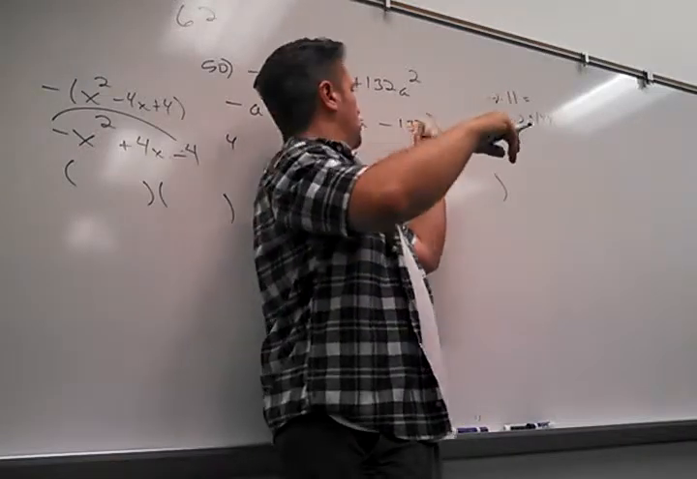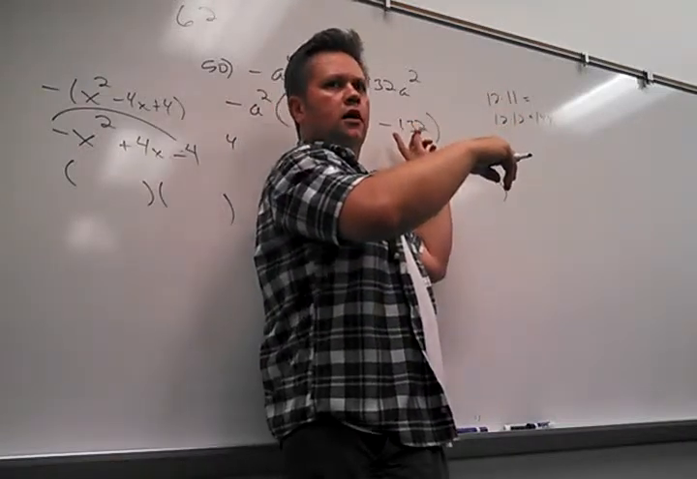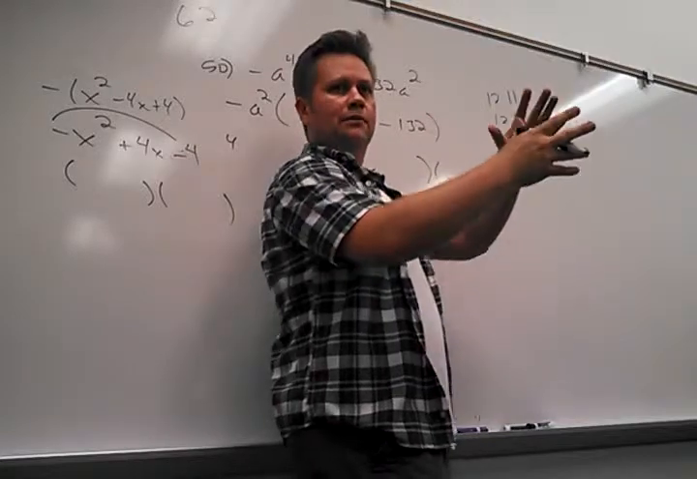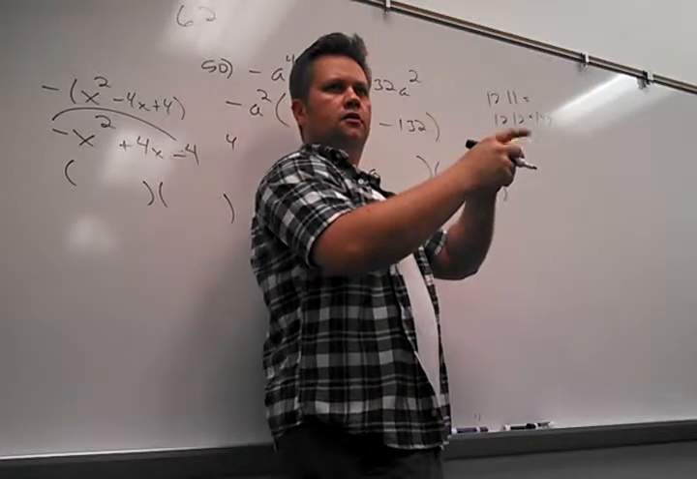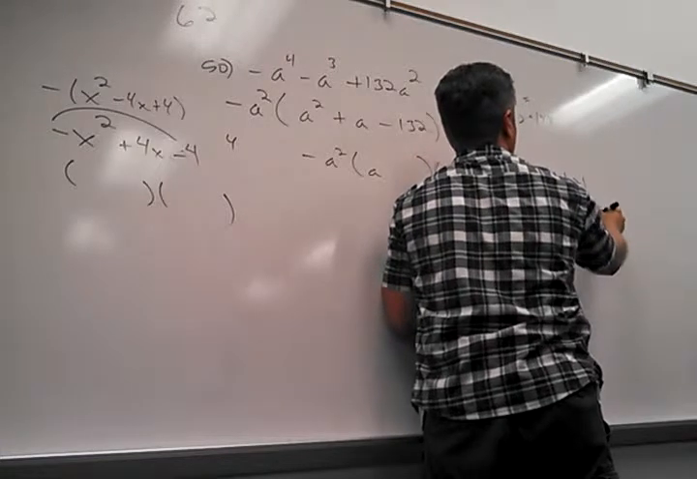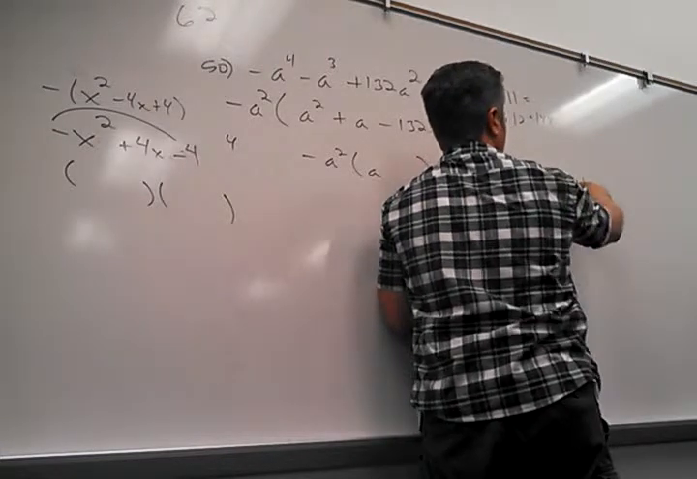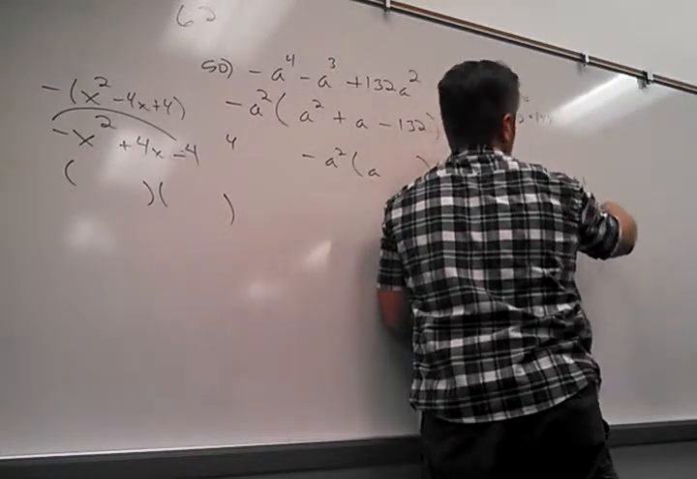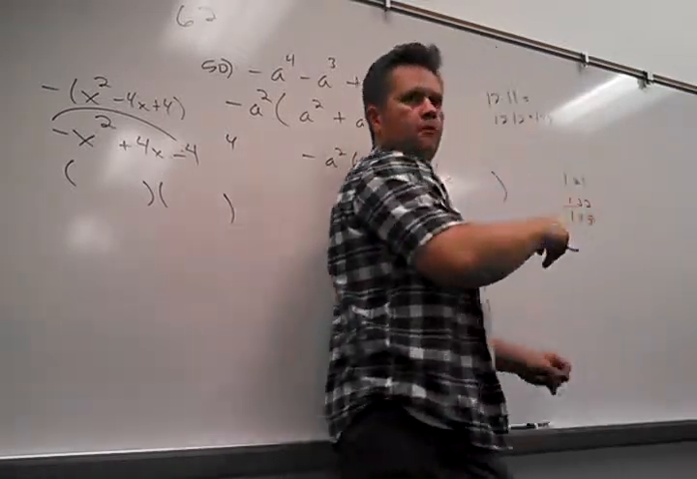is it goes into 154, it goes into 121, right? 11 times 11 is 121. So it's going to be 121, 132. See the pattern? Like 132, 143, right?